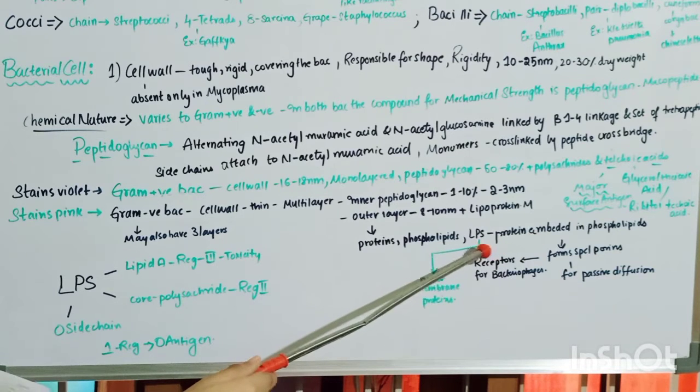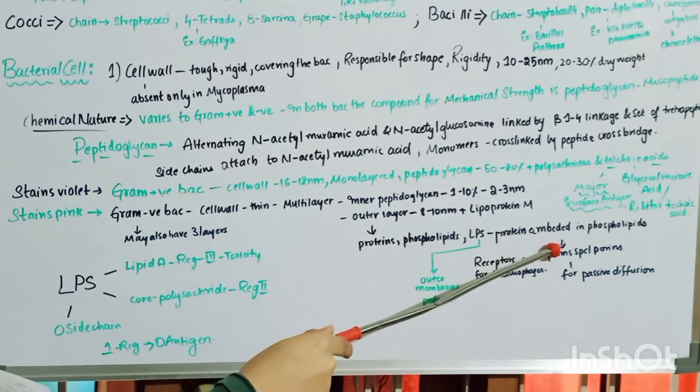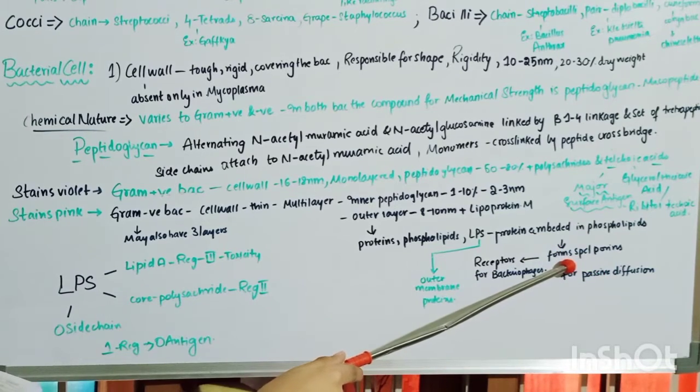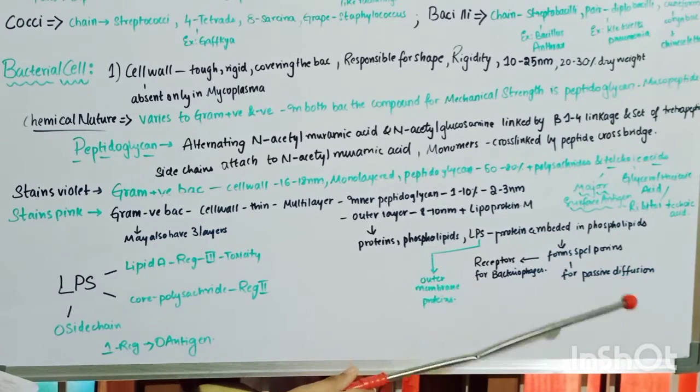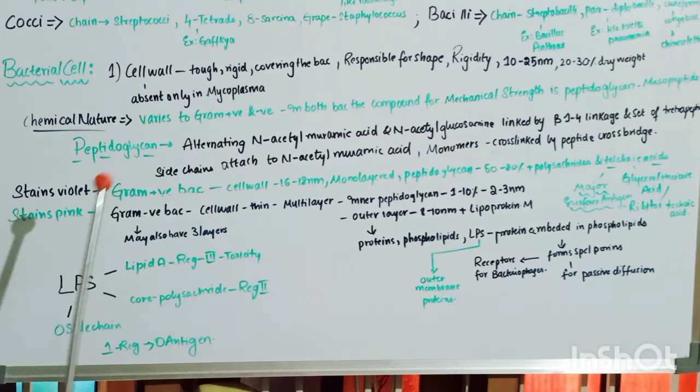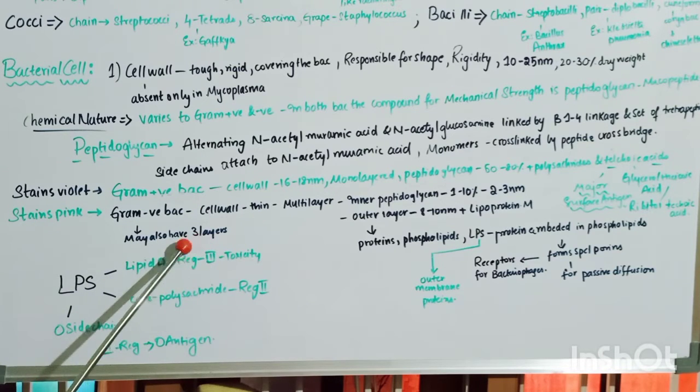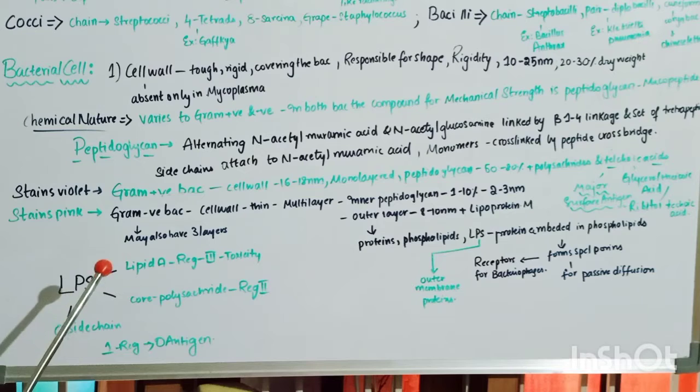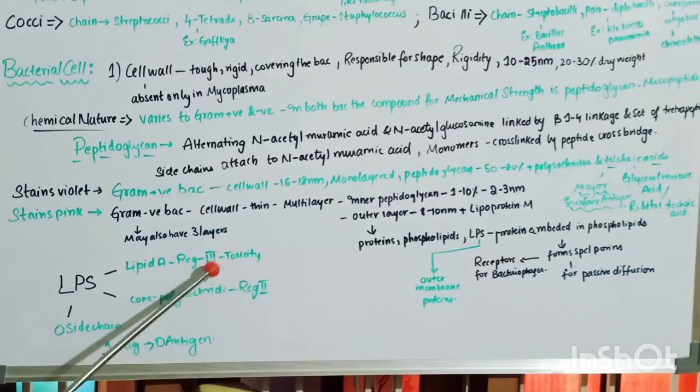So what is this LPS? It is a protein embedded in the phospholipid which forms special porins for the passive diffusion of some small substances. It also acts as a receptor for the bacteriophages. And this gram-negative bacteria may also have 3 layers. Now let us learn about this LPS which is present in the outer layer. This outer layer LPS is also known as outer membrane protein. So this LPS has 3 regions: region 1 with the O antigen, O side chain, region 2 with the core polysaccharide, and region 3 which is responsible for toxicity with the lipid A.